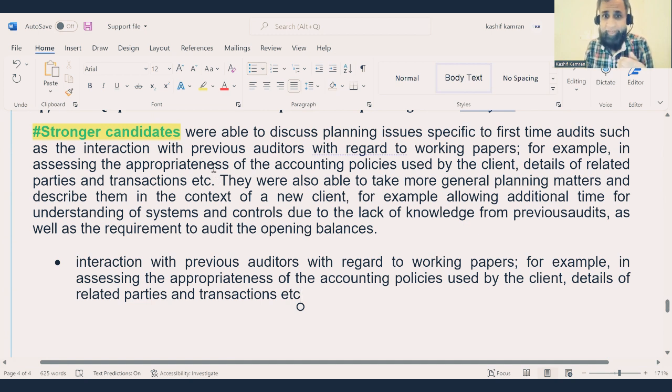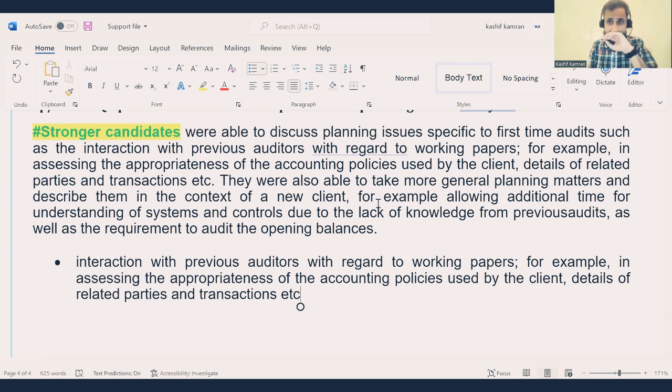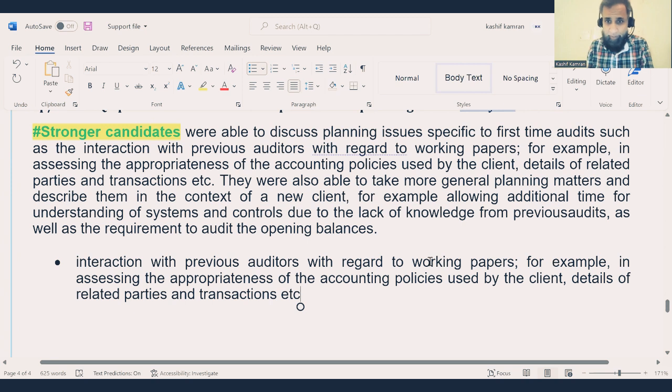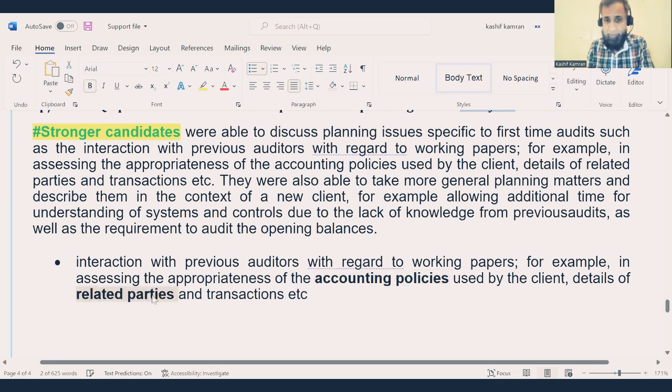Is there something wrong in the accounting policy? Is there a risk in the accounting policy? Is the management using a wrong accounting policy? So should I interact with the previous auditor? Should I review the working papers of the previous auditor when I'm planning the first year audit? Will that be of benefit? The examiner is saying this was a stronger answer. So I should know about the accounting policies and about related parties when I'm planning the first year audit. These are specific areas which I should be knowing.